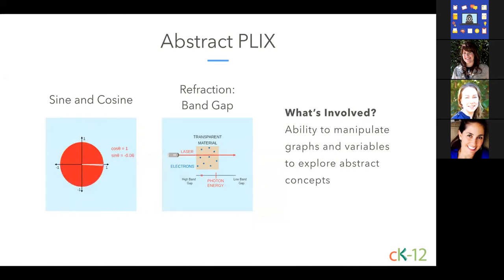In this sine and cosine PLIX, students can explore how the values of trig functions relate to a given angle. In the refraction band gap PLIX, users change the band gap of a substance to see if a photon can fit through. As a lesson, you could have students screenshot a few different states for a graph or a set of variables and explain what changed and how the change affected the graph or situation.